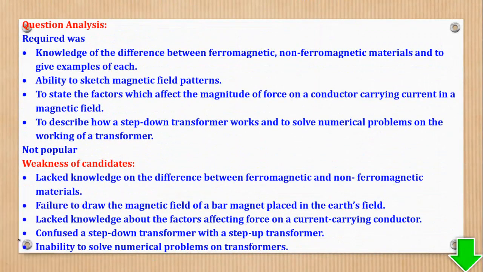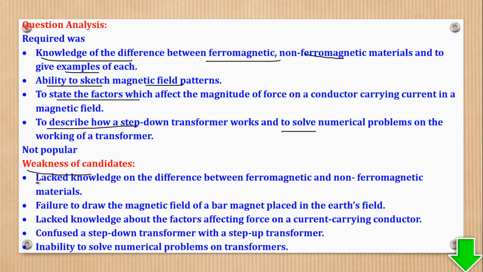Then question analysis. The question required knowledge of the difference between ferromagnetic and non-ferromagnetic materials and examples. Then the ability to sketch magnetic field patterns. Then also to state the factors that affect the magnitude of a force on a conductor, current. Describe how a step-down transformer works and solve numerical problems.